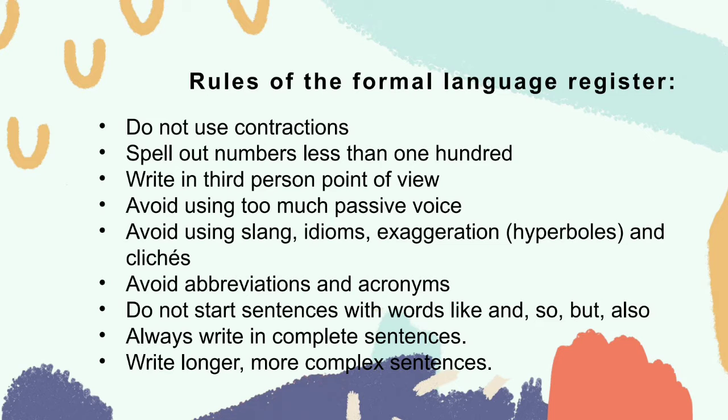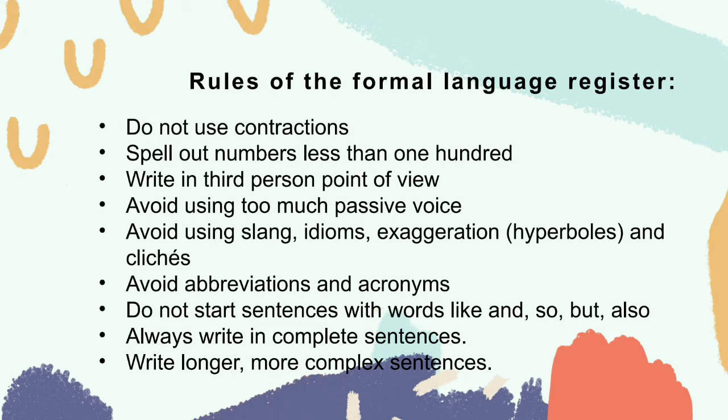The first is do not use contractions. Contractions are not usually used in formal writing, even though they are very common in spoken English. In formal writing, you should spell out contractions. For example, in formal writing, you should use cannot instead of can't, or have not instead of haven't.